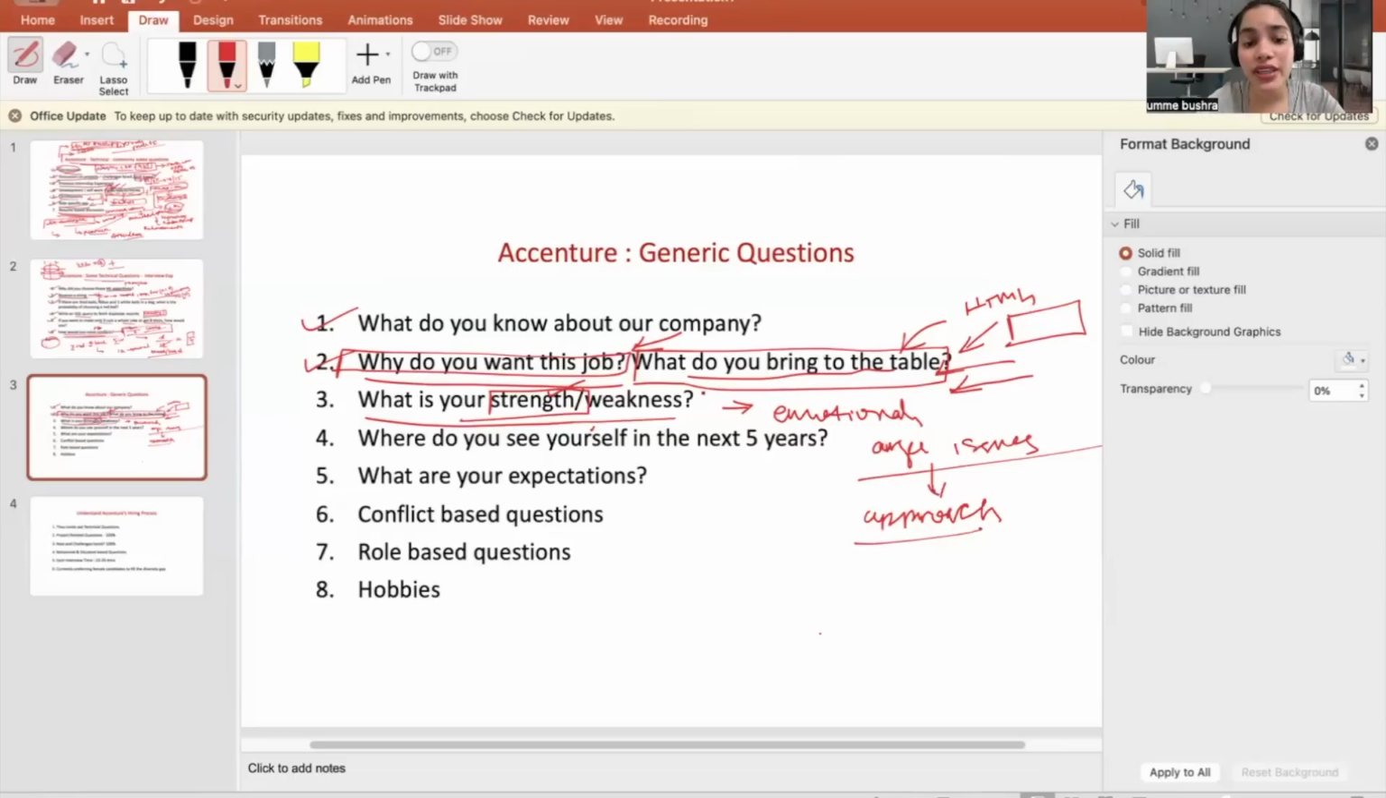So the weakness, or any negative aspect of the interview, should always be covered with something positive, with how you are working on it. That is the right approach to cover anything negative.